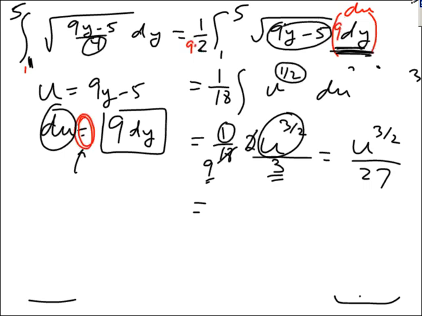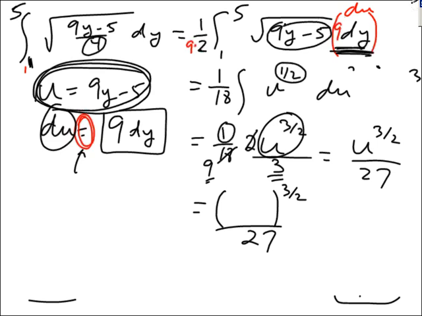Now why don't we just substitute back? Instead of u to the 3 halves over 27, instead of u, I don't guess, I look back at what I called u. So many students will guess, oh, I think it was 9y minus 14. No. Maybe you're right, maybe you're wrong. Go back and read it. It says, u is 9y minus 5. And we're integrating from 1 to 5.